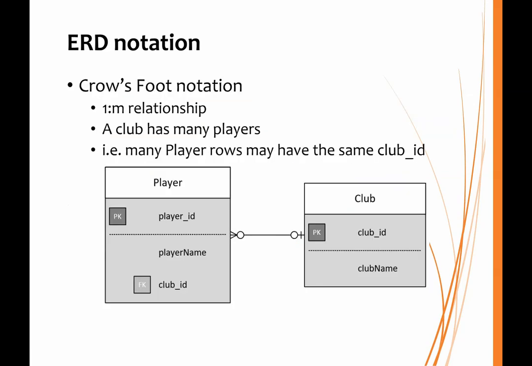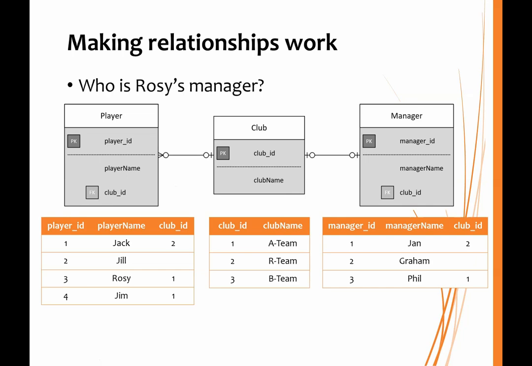Now in the crow's foot notation, we can represent a one-to-many relationship, and that's the symbol for it, and you can see that the 3 prongs look like the foot of a crow, hence the name crow's foot notation. And this diagram now tells us that a club has 0 or more players, and so one club can have many players. Therefore, in the table here, there could be many player rows, all with the same club ID, because there could be many players with the same club. And so we get a situation like this.